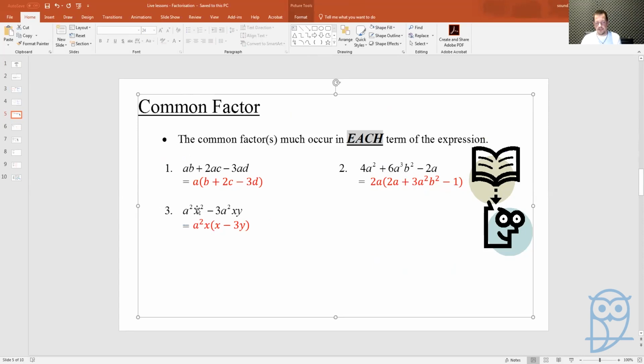Have a look at number 3. We have A squared as a common. We've got X squared and X. Therefore, just X is common, not X squared, because there's only one X in this term. So therefore, your first term, you've taken out an A squared. You've taken out 1X, leaving 1X. And on the second term, you've got your minus. You've got a 3. You've taken out your A squared. You've taken out an X, leaving a Y remaining.